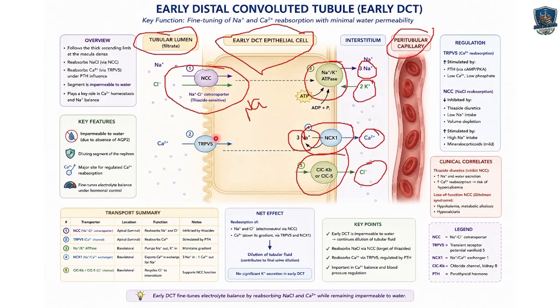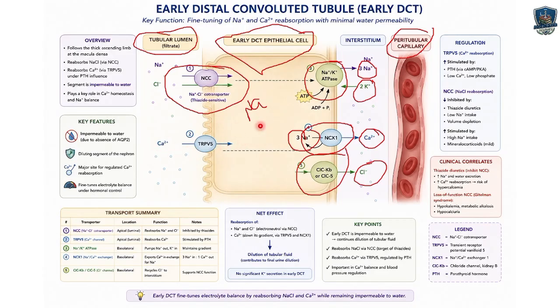That being said, we also have a very crucial channel, this calcium channel here. This channel is always activated by, number one, our parathyroid hormone, or low calcium or low phosphate. So when we have an increase in parathyroid hormone or low calcium and low phosphate, this channel will be activated and it will promote calcium reabsorption.